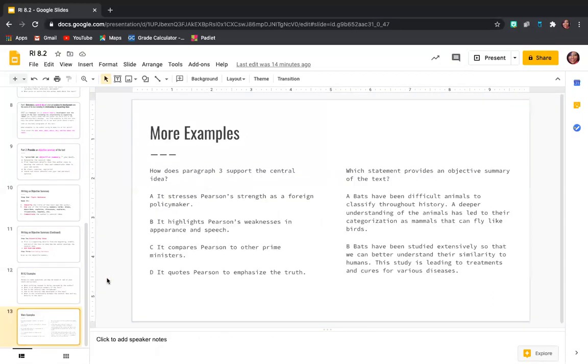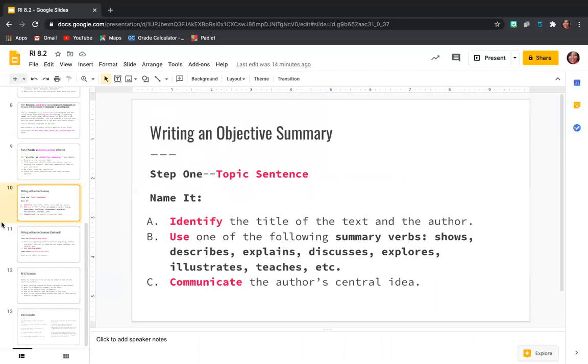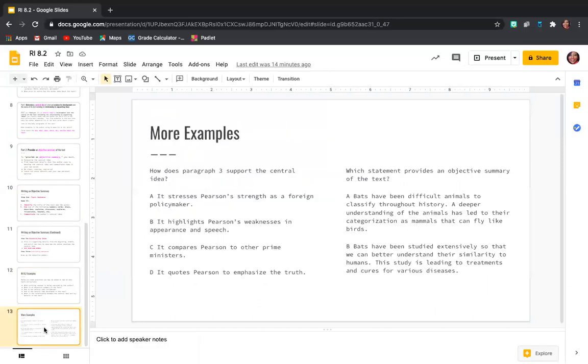And here are some more examples. You'll see questions like, how does paragraph 3 support the central idea? Which statement provides an objective summary? And that's going to help you. You're going to have to go back into the text and remember what goes into an objective summary and also how you would write one.